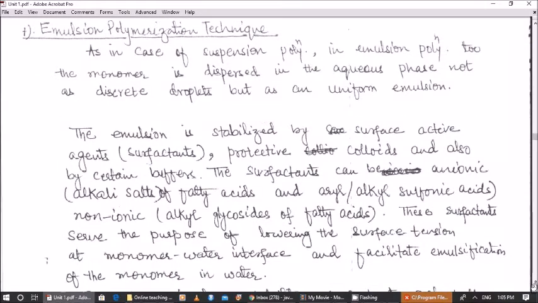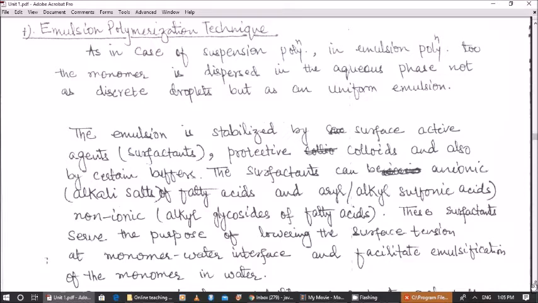Next is the emulsion polymerization technique. As in the case of suspension polymerization, in emulsion polymerization too, the monomer is dispersed in an aqueous phase, not as discrete droplets but as a continuous or uniform emulsion. The emulsion is stabilized by surface active agents known as surfactants, protective colloids, and also by certain buffers.